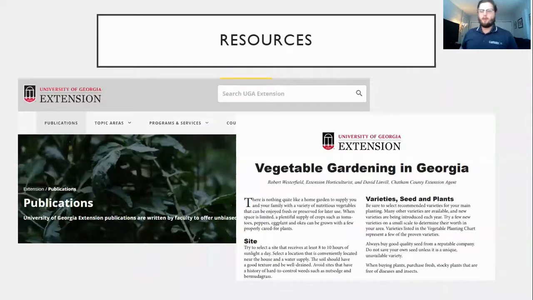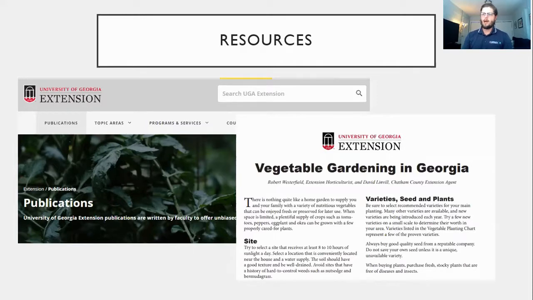Speaking of libraries, I would be remiss if I didn't mention our own resources. As part of the Cooperative Extension Service, we maintain an extensive online and print library of publications. You can find this by doing a quick Google search for UGA Extension Publications, or I think it might be publications.extension.uga.edu or something like that.